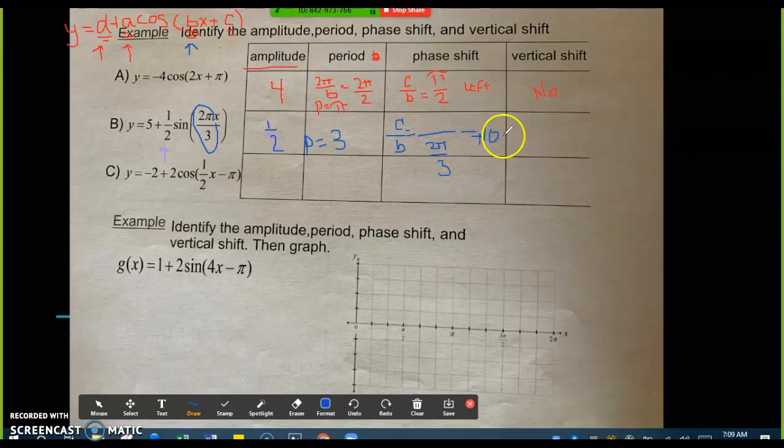Okay? All right, let's go to our vertical shift. If we look, vertical shift was D. Is there something being added to the entire function? And if we look, we have 5 being added to the entire function. So we know the vertical shift is 5. And it's added to, so it's going to move the whole entire function up 5 units.